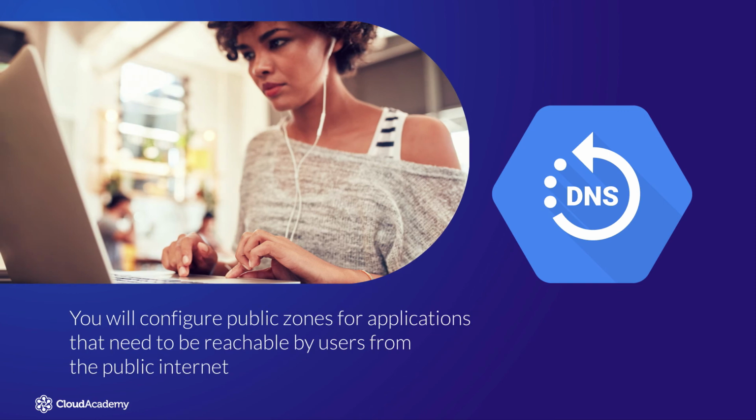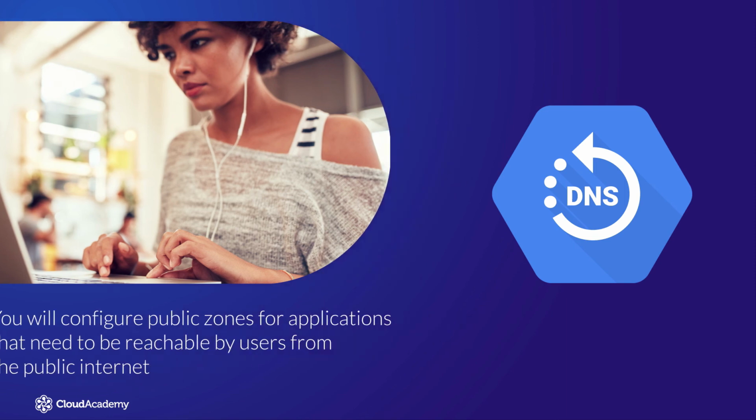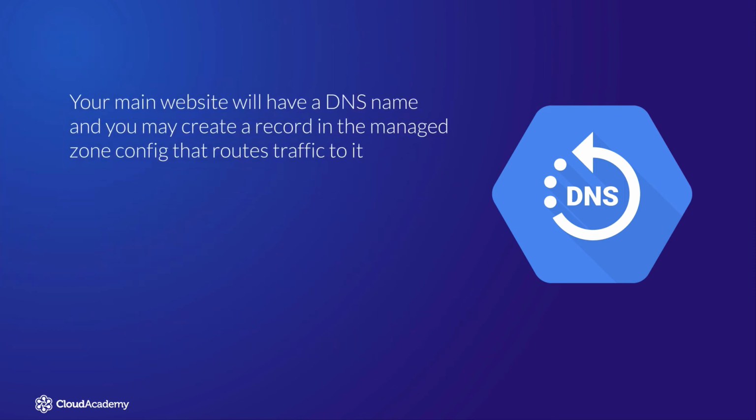Now, you will configure public zones for applications that need to be reachable by users from the public internet. For example, your main website will have a DNS name, and you may create a record in a managed zone config that routes traffic to it. Now, this could be an A record aimed directly at a VM listening for HTTP requests, or perhaps more likely a load balancer that's directing traffic to your site instances.